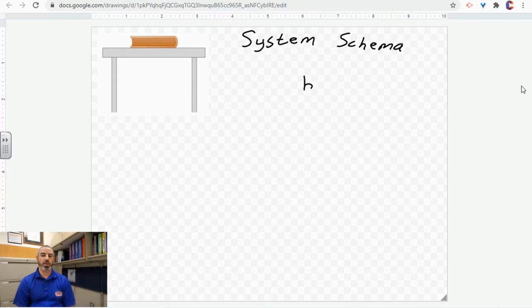So we list all the objects that are involved. We have the book, we have the table. The table is sitting on the floor, and we always include the earth because the earth is what supplies the gravitational force.